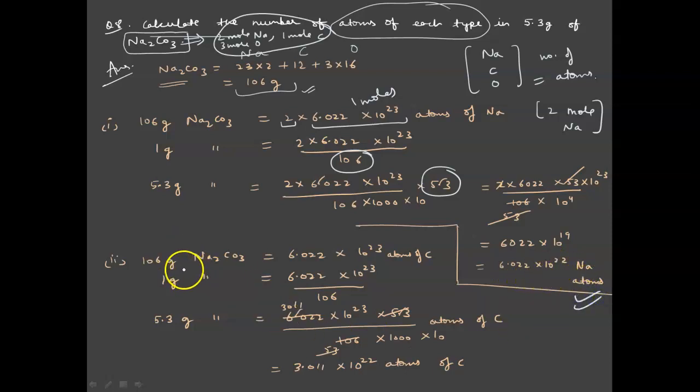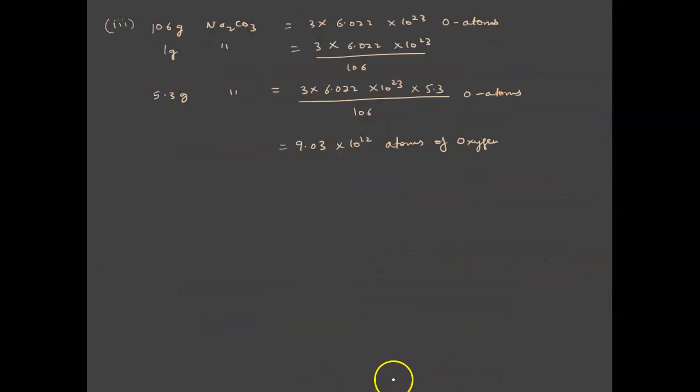Similarly, in case of carbon, 106 gram is one mole, so 106 gram goes into the denominator, and we have 1 mole. So 5.3 gram goes into the multiplication. After solving, we got 3.011 into 10 to the power 22 atoms of carbon.